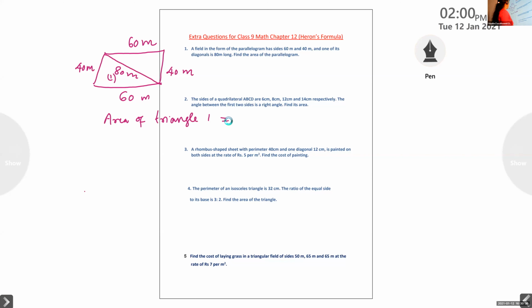Okay. We have to find the area of the parallelogram. That means 2 times the answer you got.